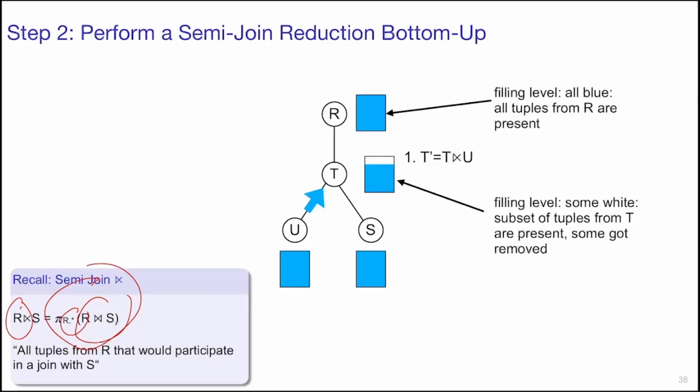Okay, so with that, now I do a bottom-up part. I first do a semi-join of T with U. Again, I filter T. I will remove those tuples from T that are not part of a join with U. I only want to have those tuples from T, the subset of tuples from T, that actually form a join result of some sort when joined with U. That's what I'm doing here.